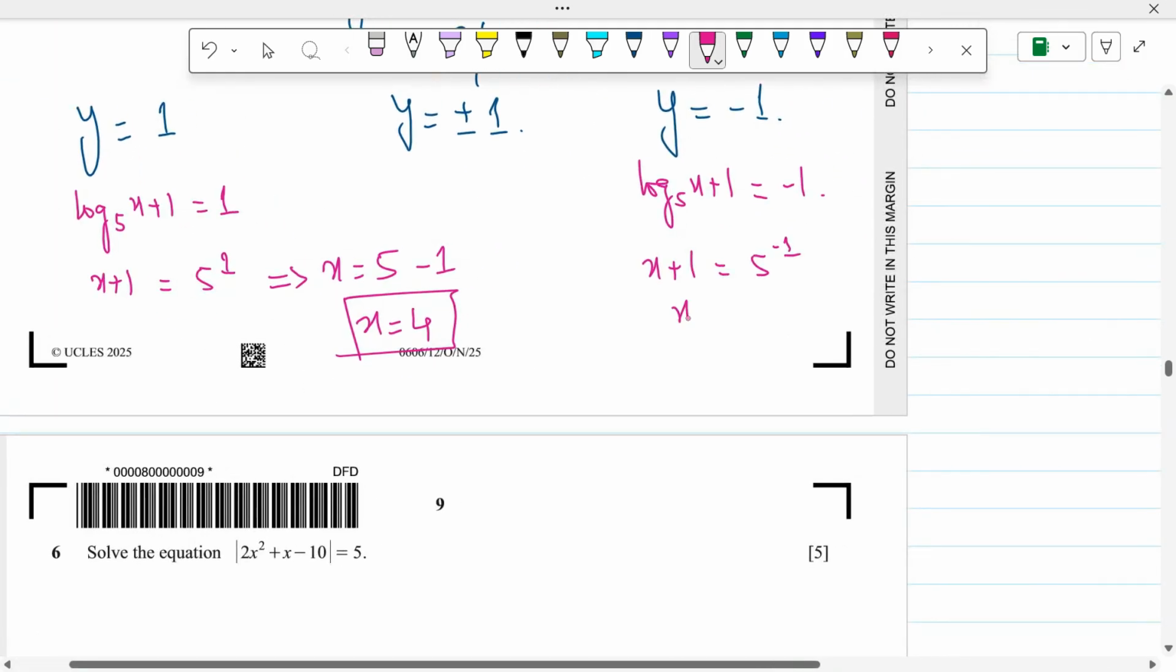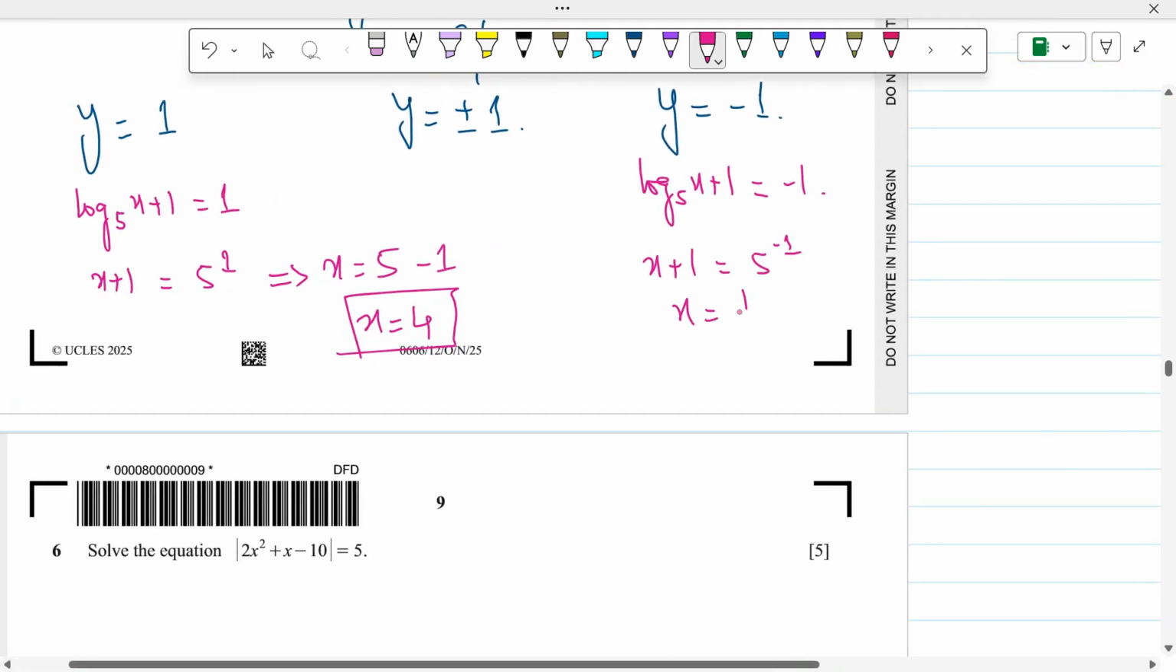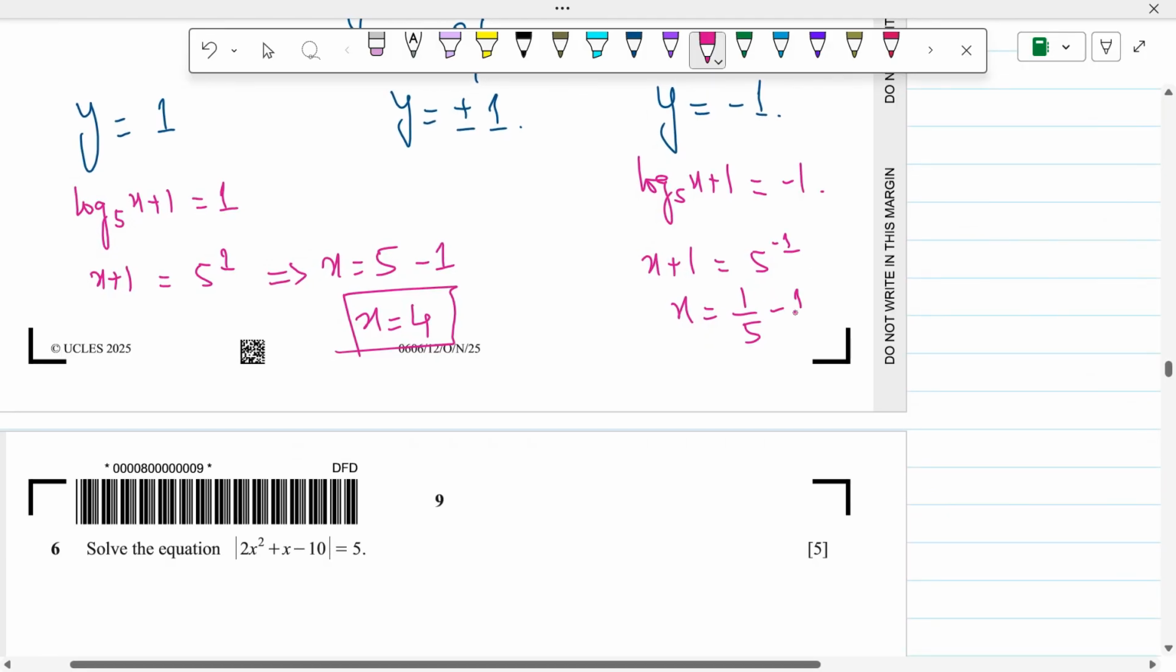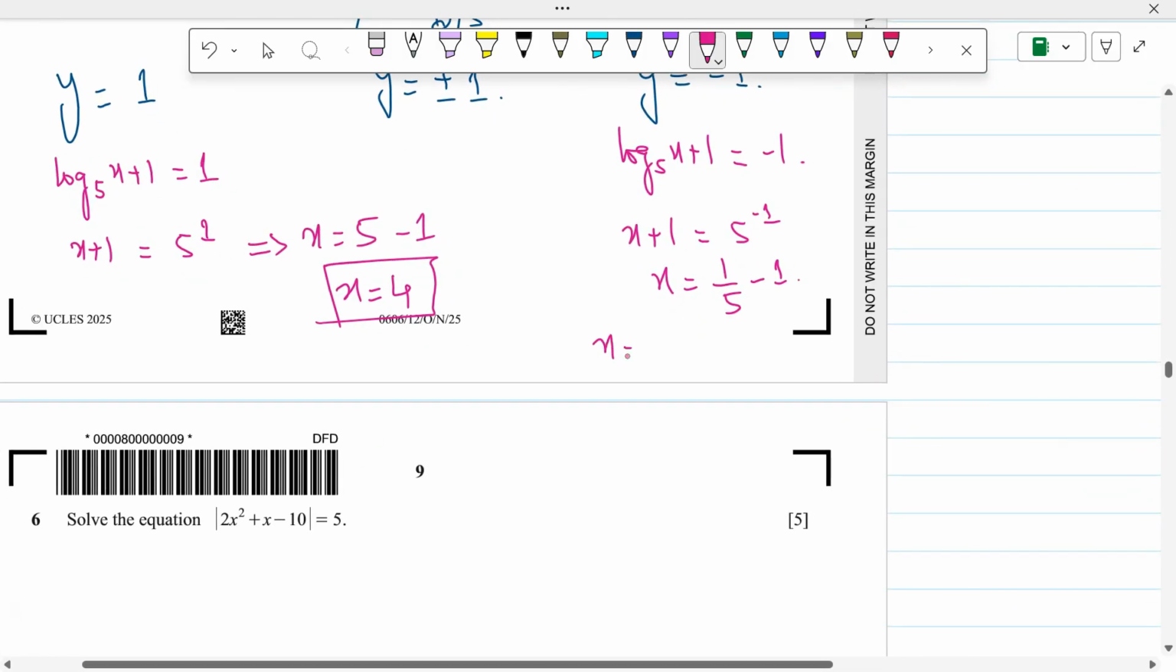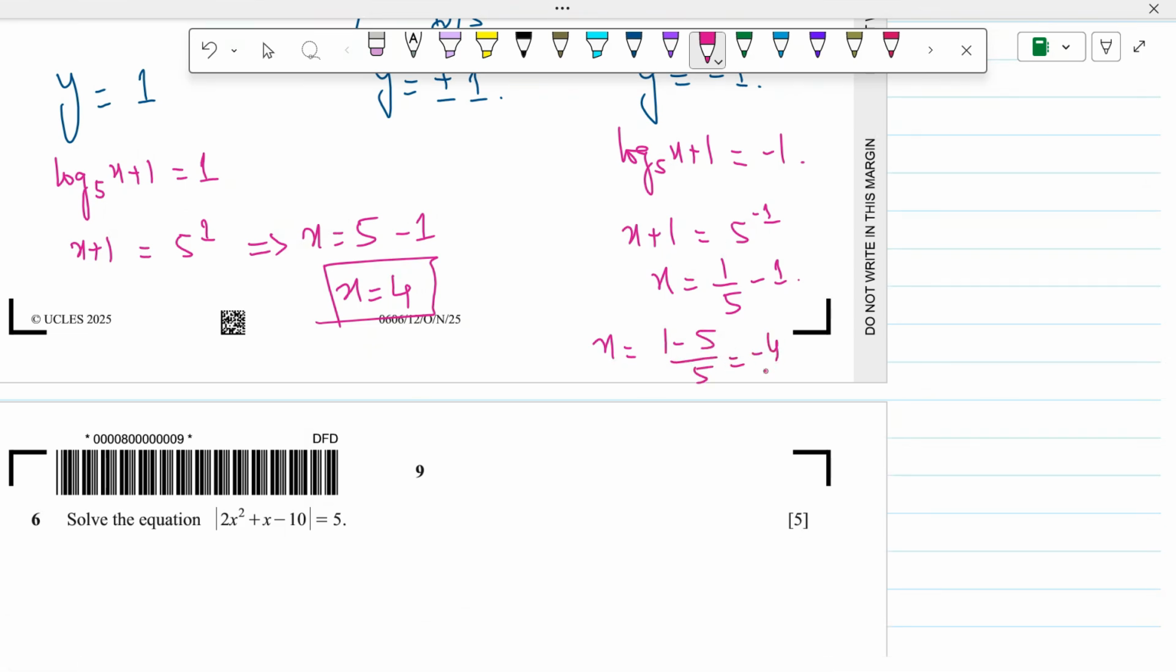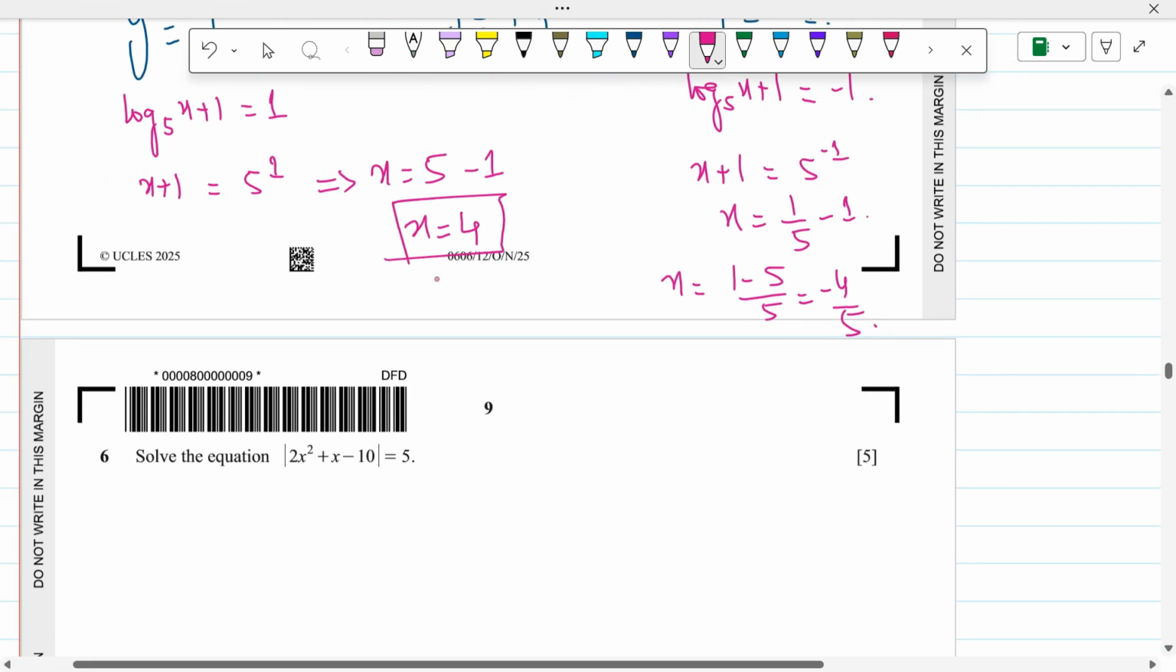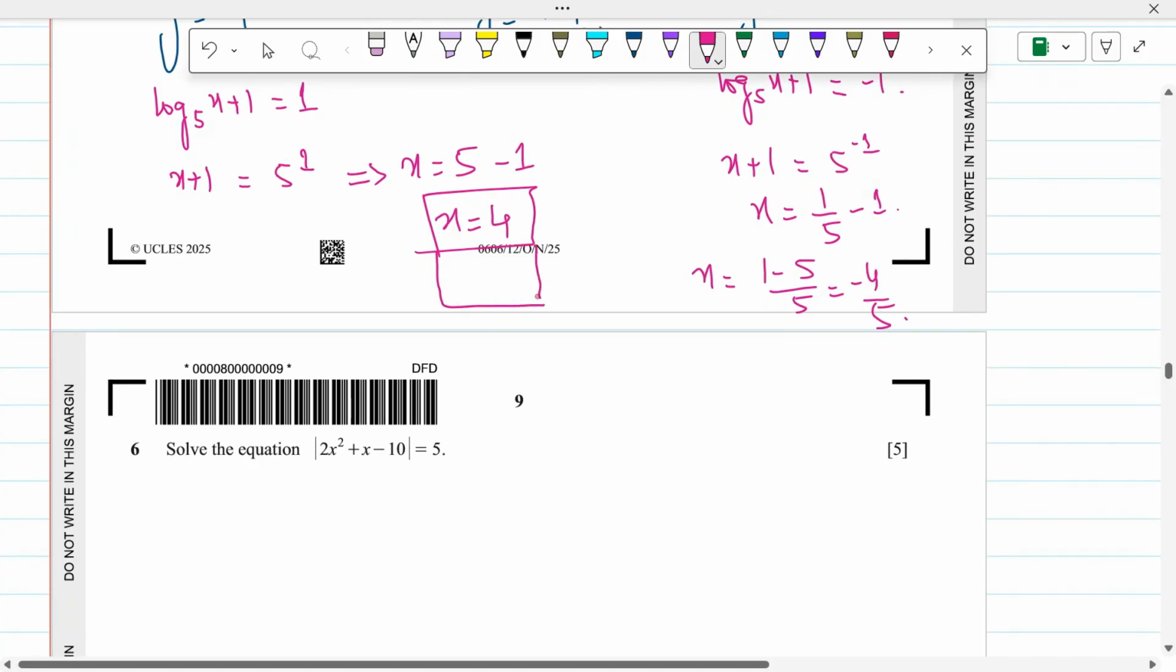On the other side, x plus 1 is equal to 5 inverse, which is 1 over 5, and this one will be switched to the right side, it will be negative 1. So taking LCM, we will have x equal to 1 minus 5 over 5, which is equal to negative 4 over 5. And we have x equal to 4 and x equal to negative 4 over 5.